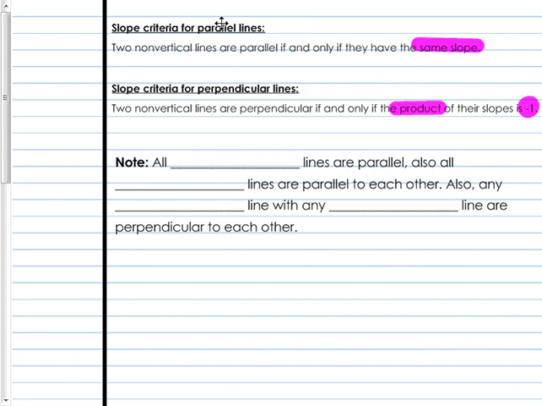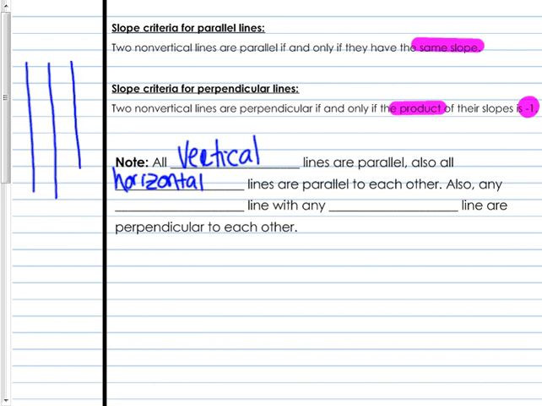So, all vertical lines are parallel to each other, and all horizontal lines are parallel to each other. That should make sense, okay? All vertical lines, if they're running completely up and down, are all parallel to each other. And the same thing for all horizontal lines, left to right. Completely horizontal, they are parallel to each other.